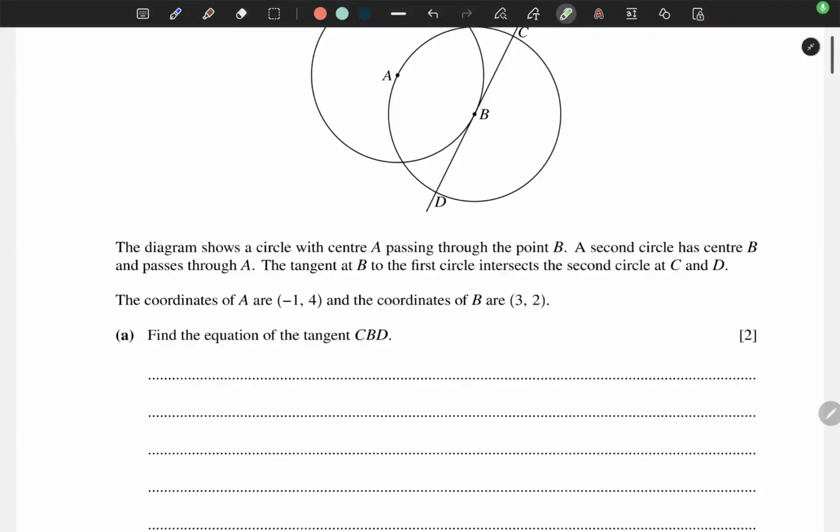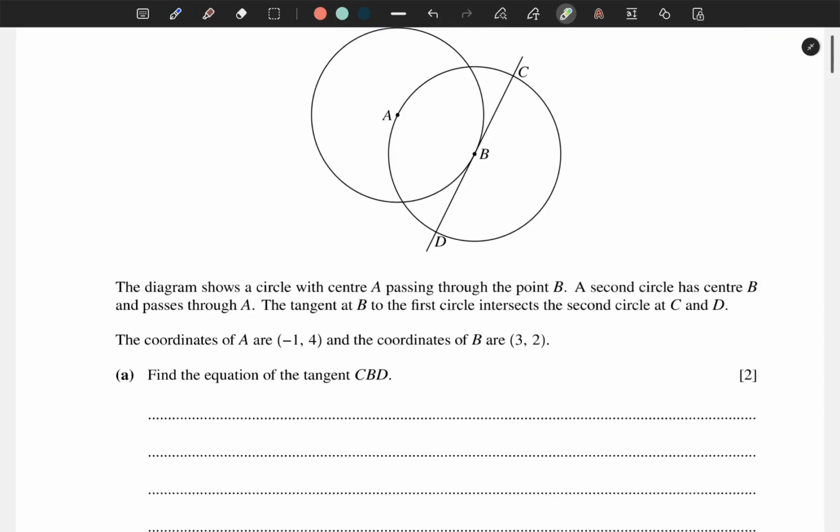In today's class, we are going to consider topical past questions on coordinate geometry. Okay, so here in the first question, we have two circles centered at A and B respectively, and we have a tangent line CBD that intersects the circle centered at A at this point B. So we have to find the equation of the tangent CBD. We are looking for the equation of this line.